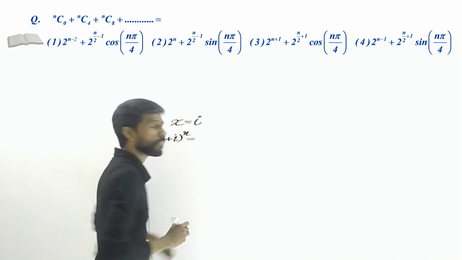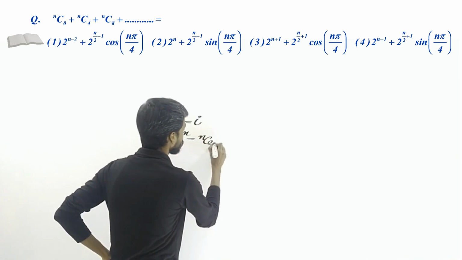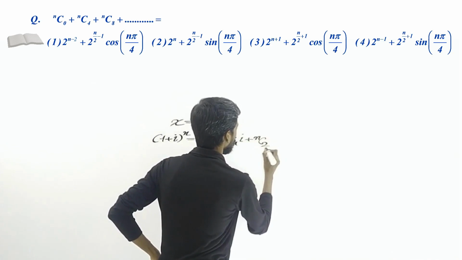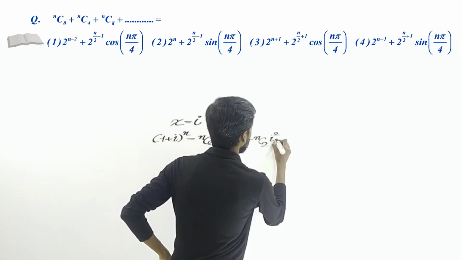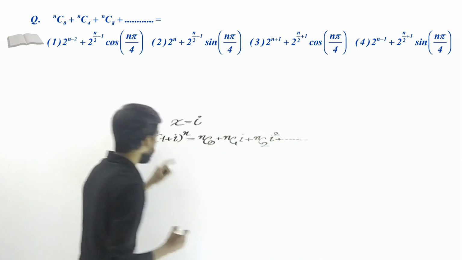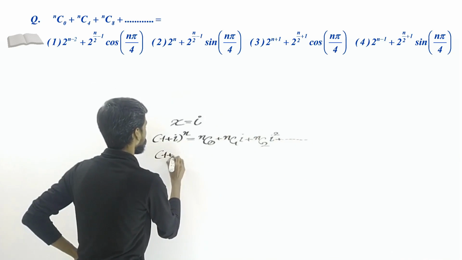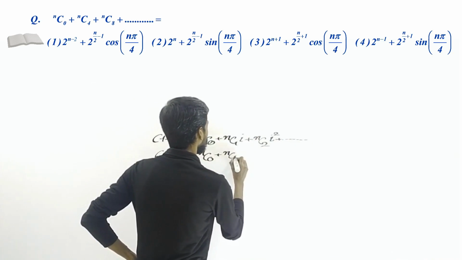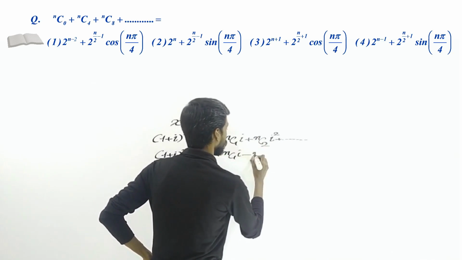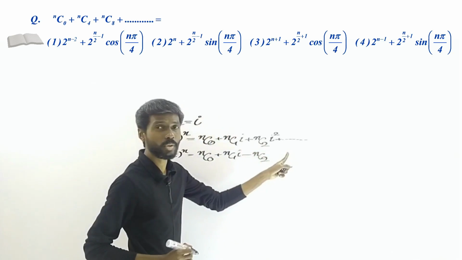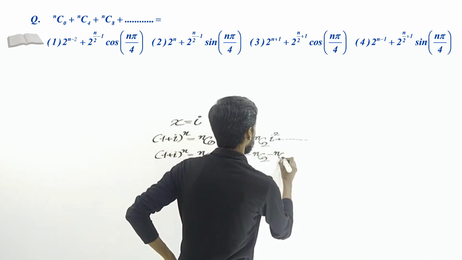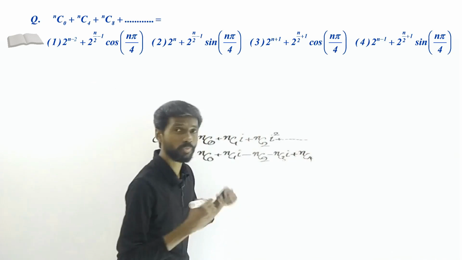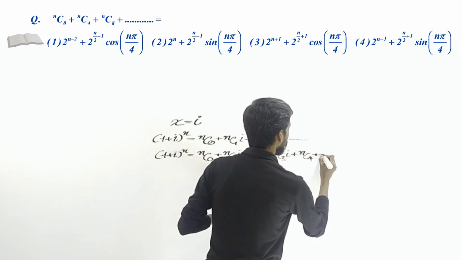So that equals NC0 plus NC1 i plus NC2 i squared, etc. Now, (1 plus i) to the power n. Keep it as it is. So that equals NC0 plus NC1 i. What is i squared? That is minus 1, so minus NC2. Next one is i cubed, which is minus i, so minus NC3 i. Next, i to the power 4 is 1, so NC4. Like this it will go on.